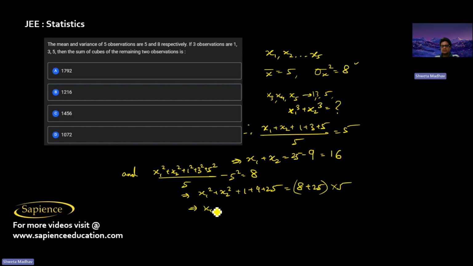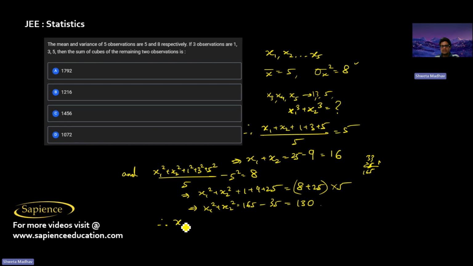This will be x1 square plus x2 square, that is equal to 25 plus 8, that is 33. 33 into 5, that is 3 fives are 15, 3 fives are 15, 165. So that is 165 minus 10 plus 25, that is 35. So minus 35, that is 130.